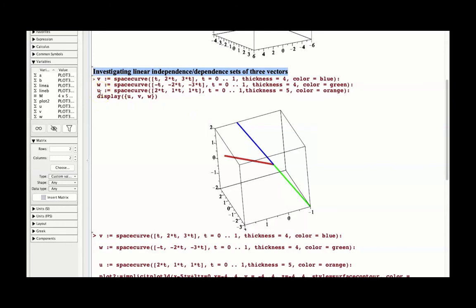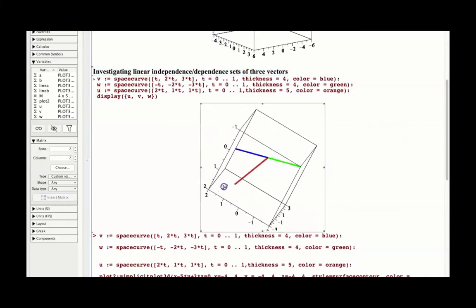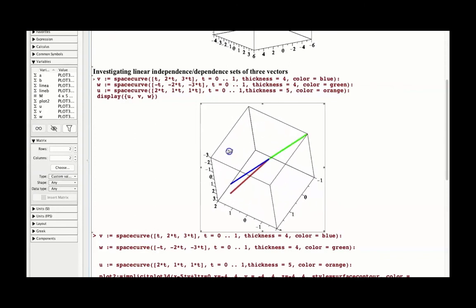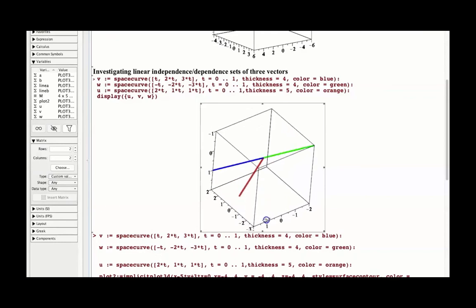The first question we were asked is, could we change u in a way that makes u, v, and w a linearly independent set? But as we said in the video, and is maybe even more apparent now that we can move the graph around, we can see that v and w lie on the same line. W is just -1 times v.